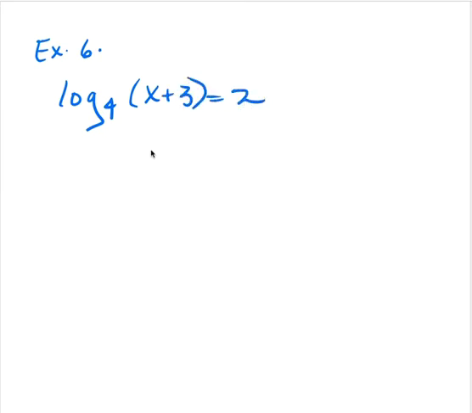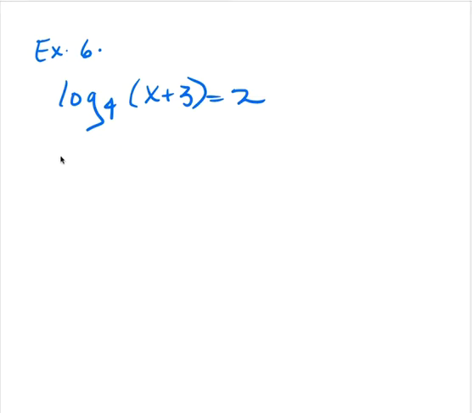Next one. This is extra example 6. Log base 4 of x plus 3 equals 2. This is going to be one of those where you're going to want to exponentiate. So pause this video and come back.